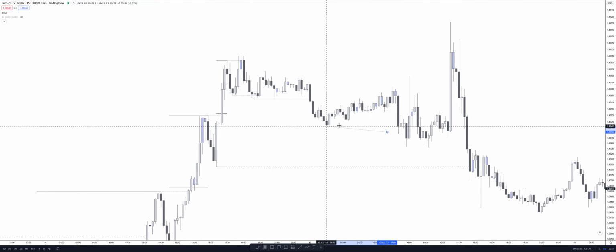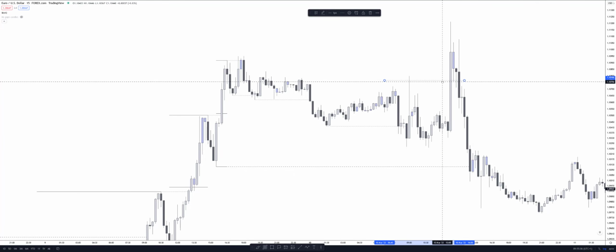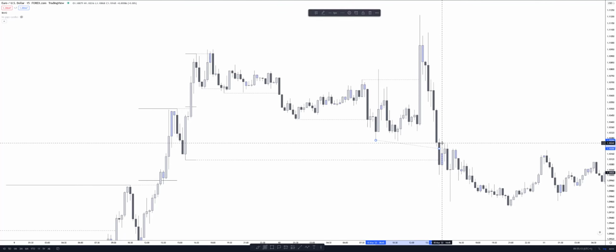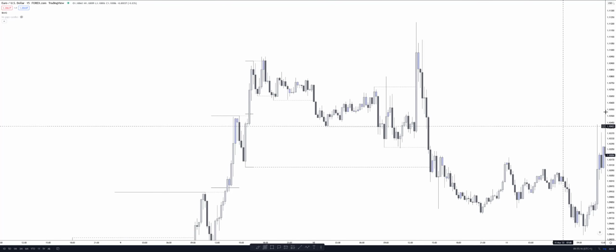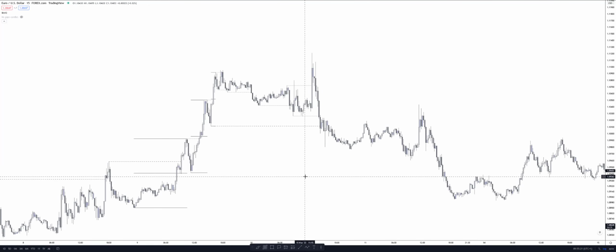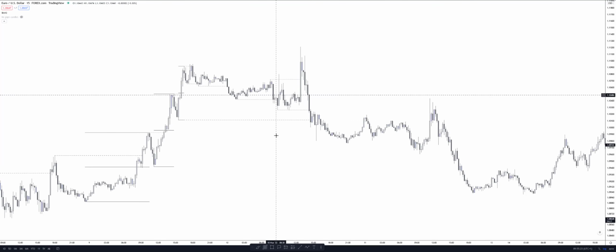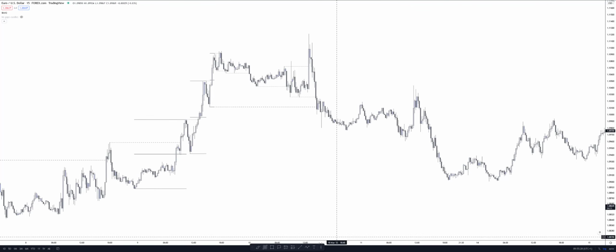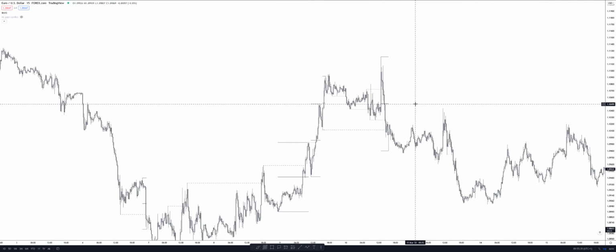So if we just map out some substructure here, and this isn't the most accurate mapping of structure that I'm doing, but I'm just showing you. And then we had this. Okay, so this kind of thing happens over and over again, leaving these unmitigated premium and discount zones and then reacting to them. And then what you can see is we actually have both sides of the market. We have an unmitigated premium over here.